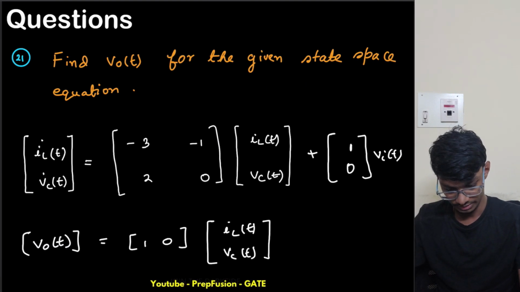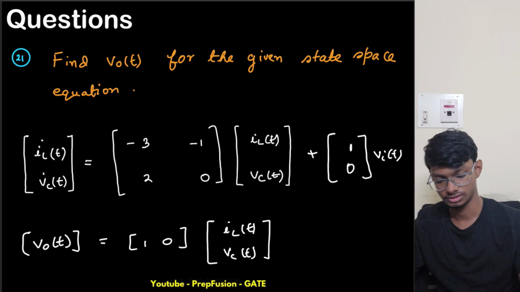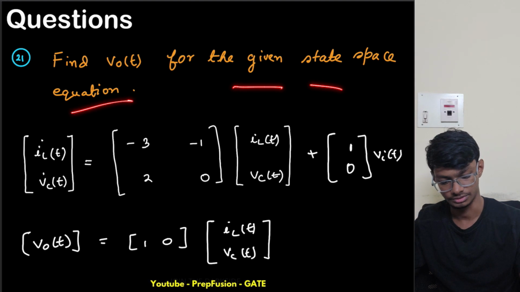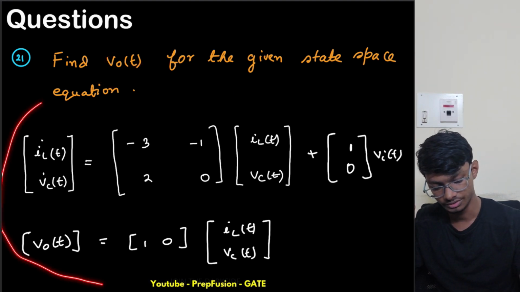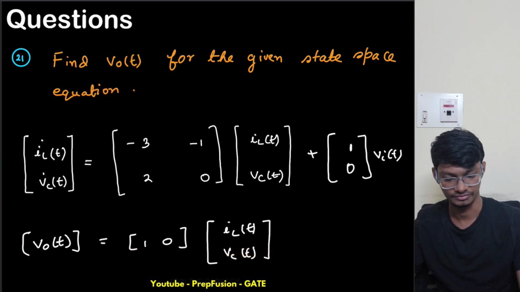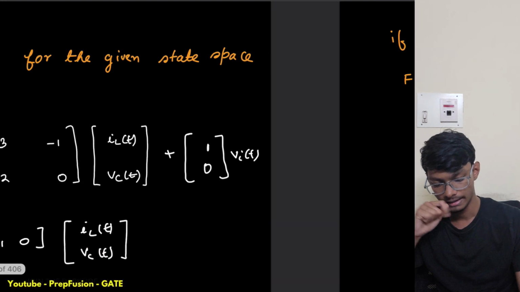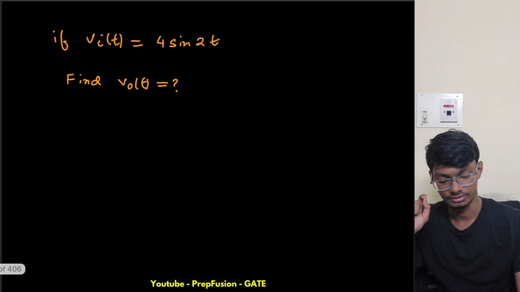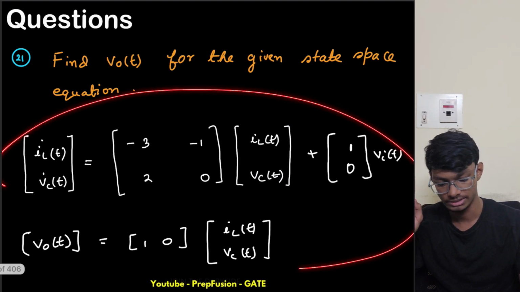In this question, instead of finding the state variable, it has told us to find the VO, the output voltage, for the given state space equation. The equation this time is given, the same as the previous one. The difference is this is only 1 times 0, and the input this time is given as 4 sine 2t, and we have to find the output basically. The state space equation is given.